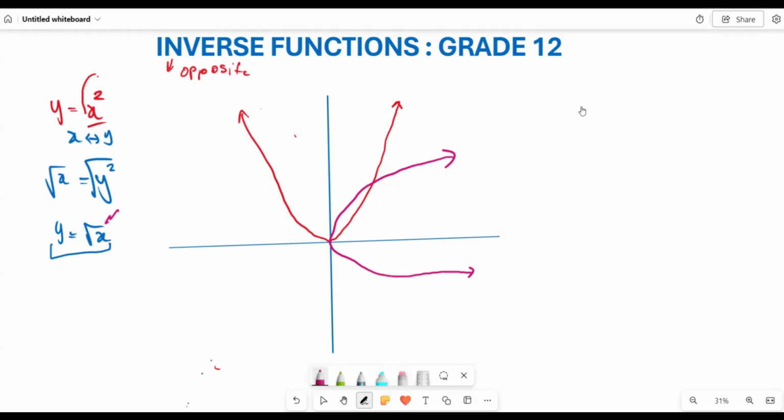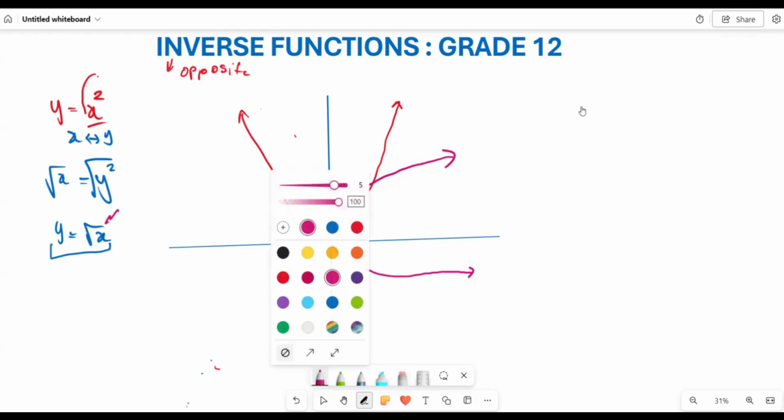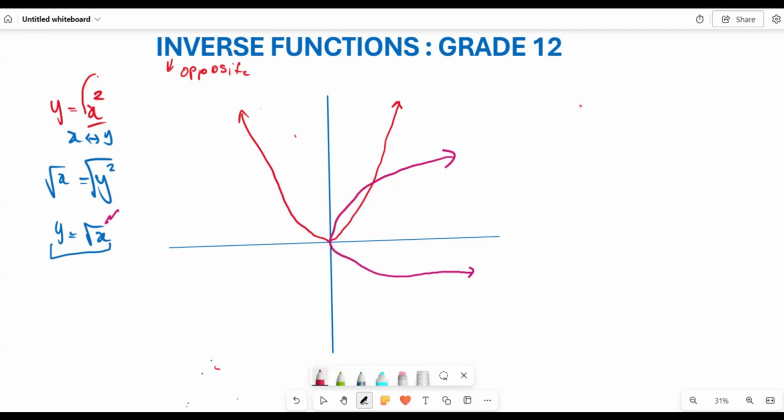Firstly, why am I saying this won't be a function? Number one, for a function to be a function, it must obey the vertical line test, right? So for example, if I bring my vertical test line here, a vertical test line is just a straight line like this, right? Now, can you see that for each and every value of x, I am having two values of y here, right?